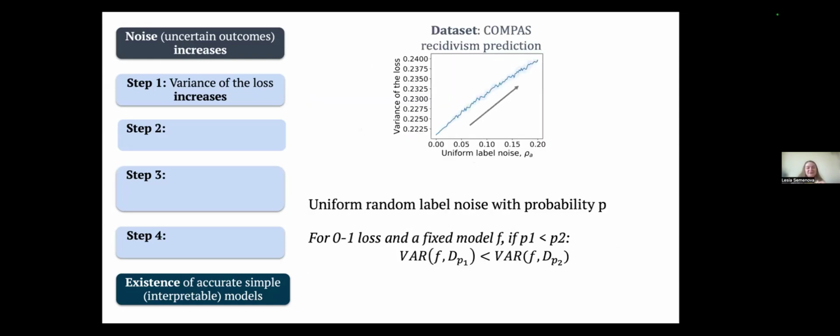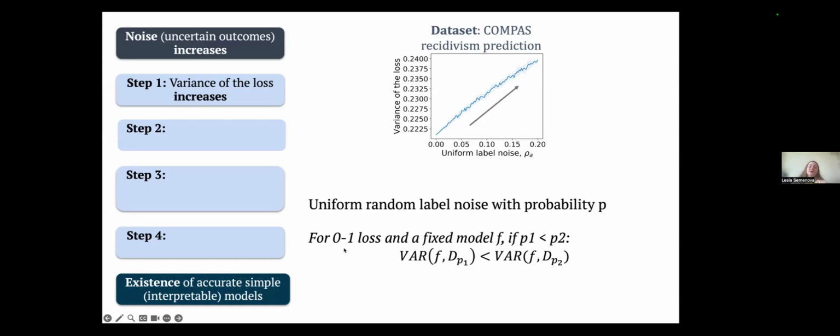For example, for uniform random label noise, where I flip each label with some fixed probability, here is a plot based on the COMPAS dataset, where on the x-axis I have my uniform label noise as I keep adding it to the dataset to help model different data generation processes. And on the y-axis, I have my variance of the loss. I can see that with more noise, my variance of the loss increases. And this is true in general.